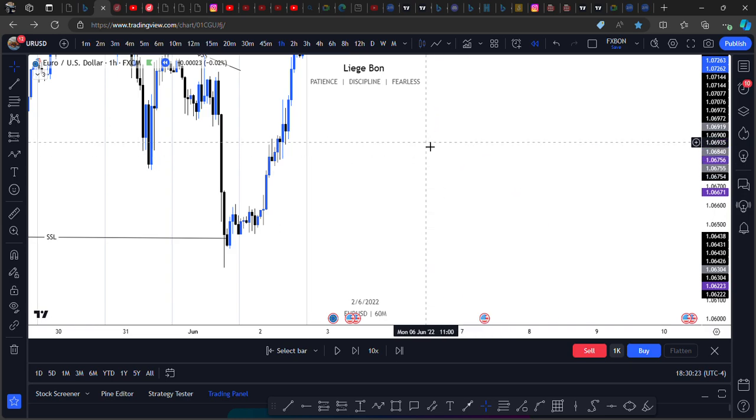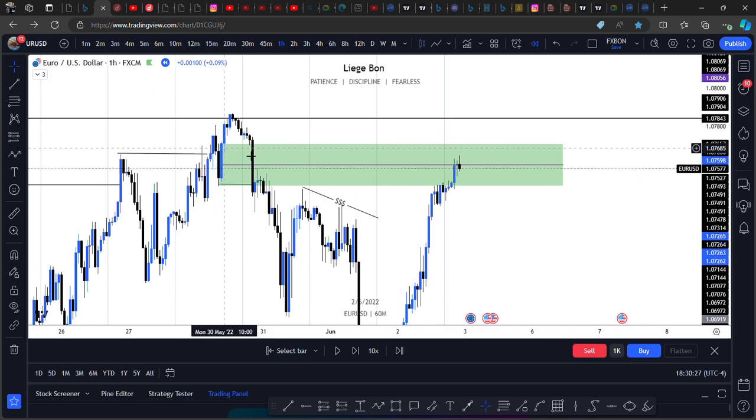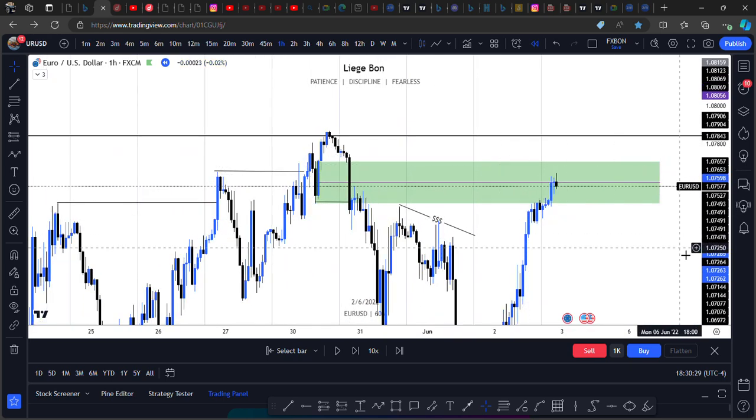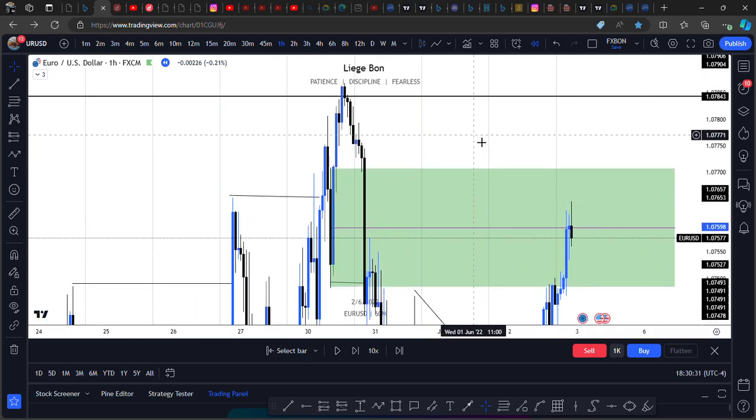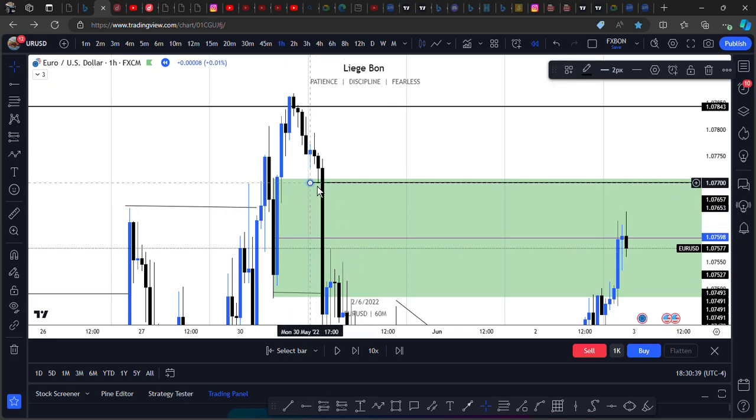All right, now right here we are currently on this breaker block. The question here is, are we meant to actually look for sells here, or are we meant to look for sells at this order block? Because we still have this imbalance here. So where are we meant to look for sells? Is it at this breaker?